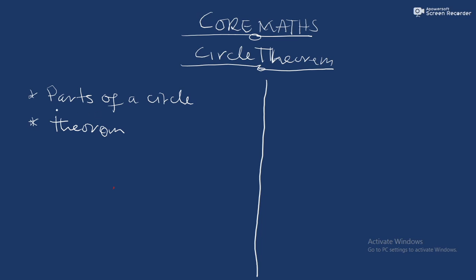So basically, we'll be looking at the parts of a circle in this lesson. The next time we meet, we'll be looking at the theorems. So this is what we'll cover under circle theorem: the parts of a circle, and then we'll move on to the theorems one after the other. Then we'll solve some questions under the theorems. Good. So let's begin the lesson with the parts of a circle.